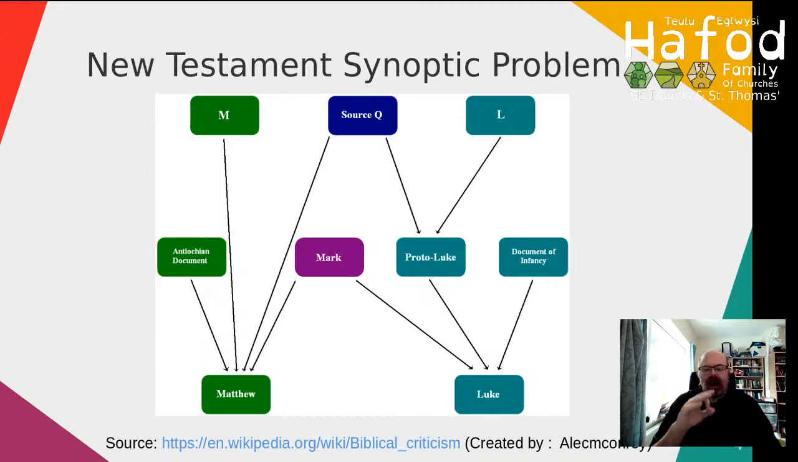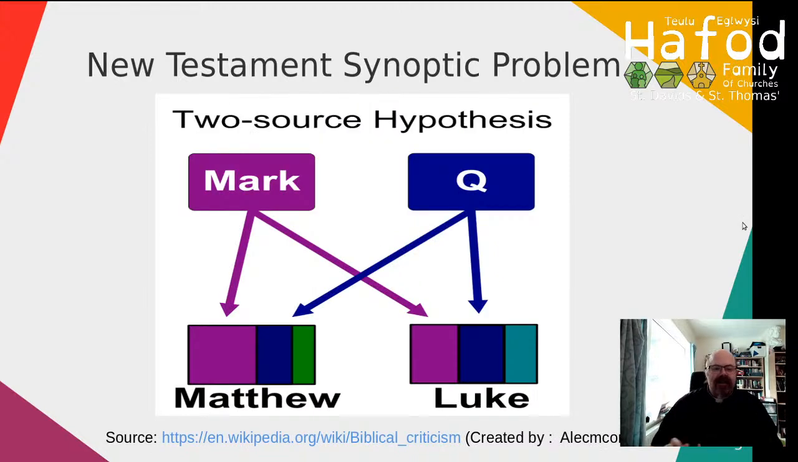It gets so incredibly complicated that you then need to begin to introduce other sources, like Proto-Luke, to try and explain why the stuff in Luke doesn't exactly match the stuff in Matthew, even though they should know about each other. It's just more thinking. And we come to this theory, which is the two-source hypothesis, which in variation is where most people end up today.